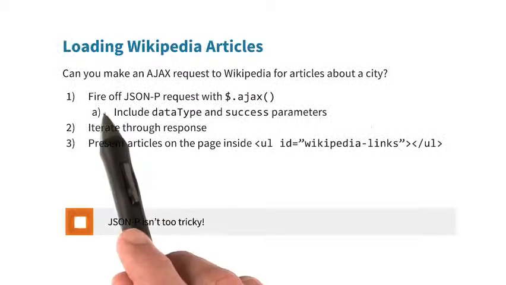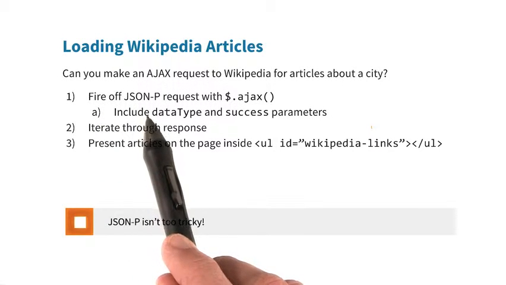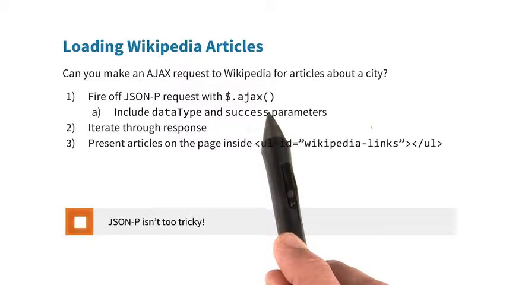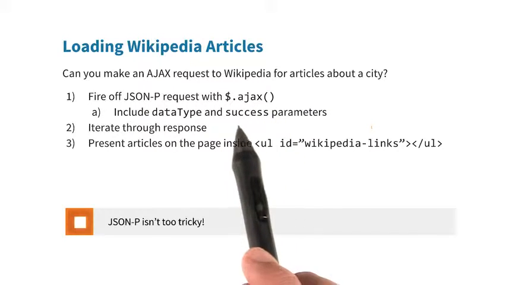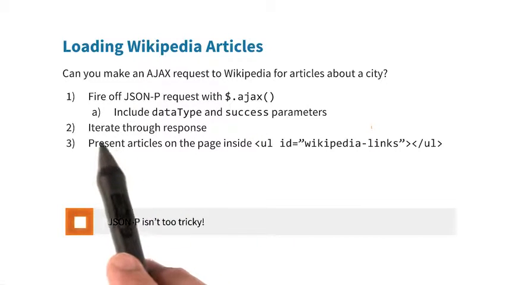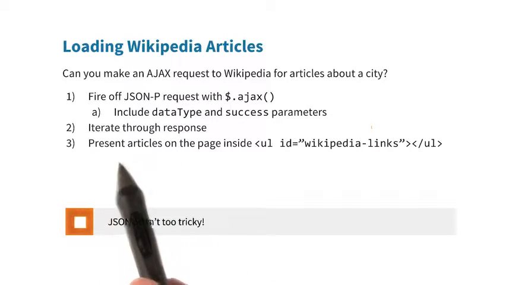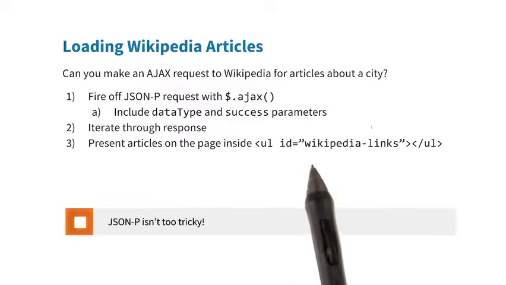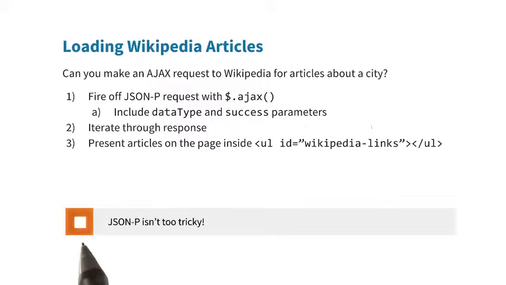To start off, you'll fire off a JSONP request using $.ajax, and then into $.ajax, you'll pass a settings object that will include a parameter for data type and a parameter for success. Once you get the response, iterate through it, and then present articles on the page, and they should end up inside the unordered list with the ID of Wikipedia links. When you're done, check this box.